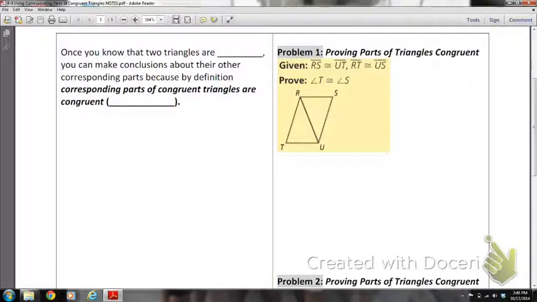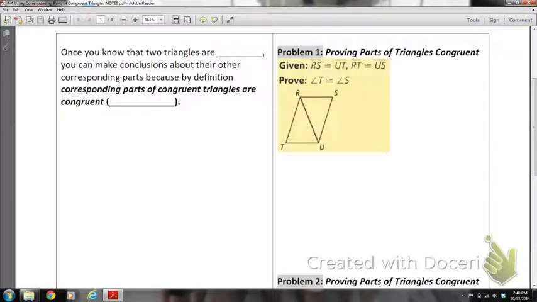In problem number 1, you're asked to prove that angle T is congruent to angle S. So the first thing you're going to have to do is prove that these two triangles are congruent, and then using CPCTC you can state that those two angles are congruent. So let's look at the triangles first to see if we can prove them congruent.